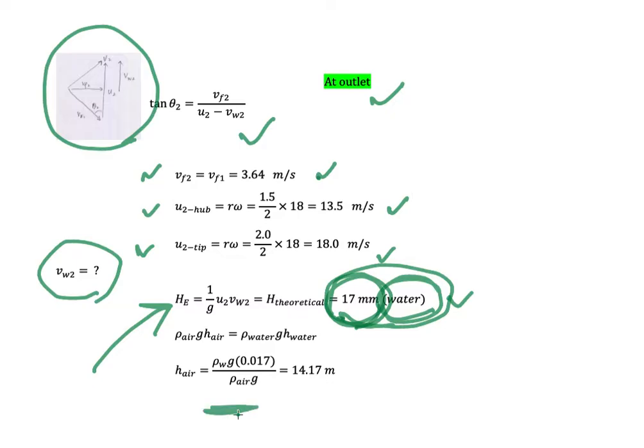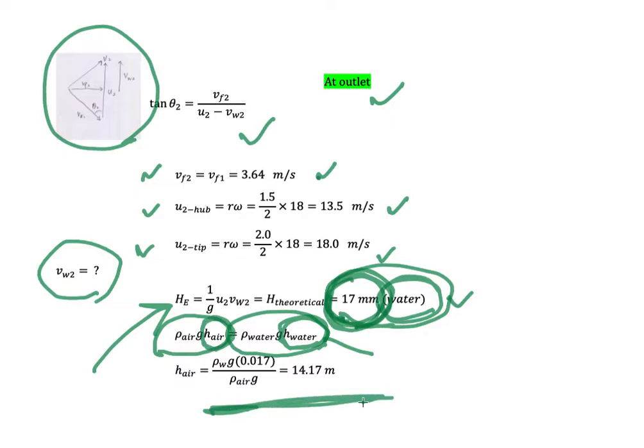We just compare the pressure. So we have rho g h for air equal to rho g h of water. In this situation, the value of h of water is given as 17 millimeters. So we can use this equation to find the height of the air, which is equal to 14.17 meters.